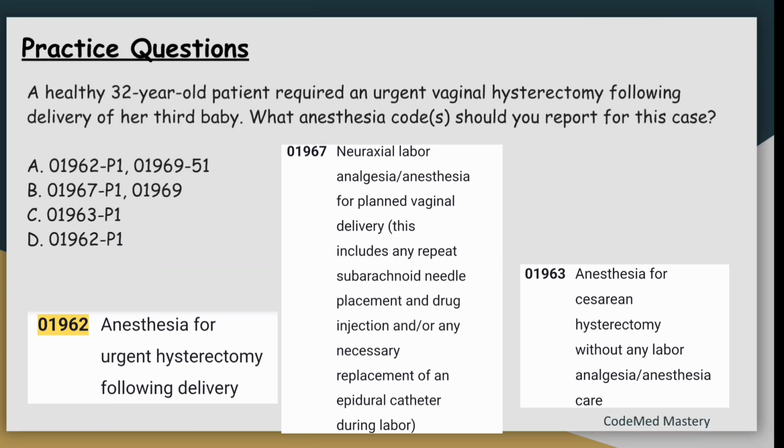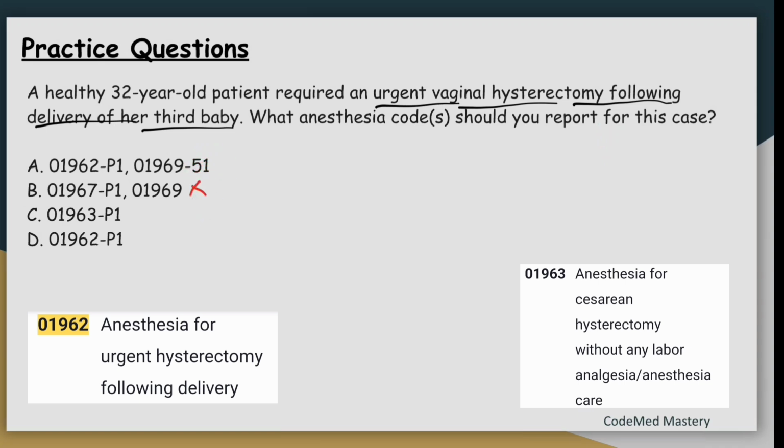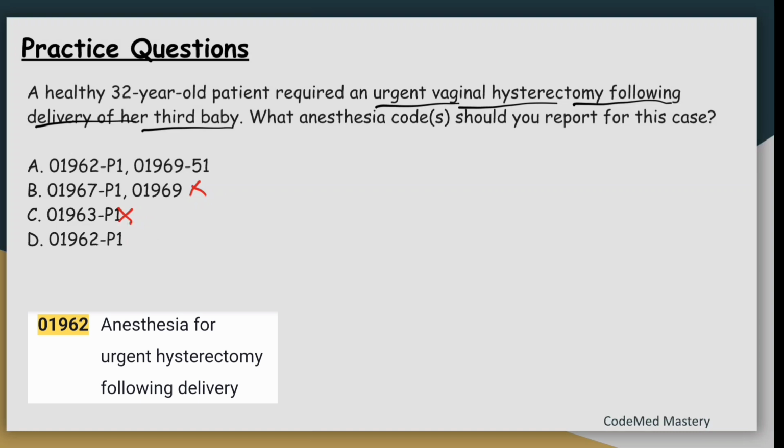So among these 3 codes, which is the right code? The right code is 01962. That is for anesthesia for urgent hysterectomy following delivery. You can check in the scenario, they have mentioned urgent vaginal hysterectomy following delivery of a 3rd baby. So the appropriate code will be 01962. 01967 will eliminate because that is for neuraxial labor analgesia. 01963 will eliminate because that is for anesthesia for cesarean hysterectomy without any labor. So that is not matching with our question. So eliminate option C. We are left with option A and option D.